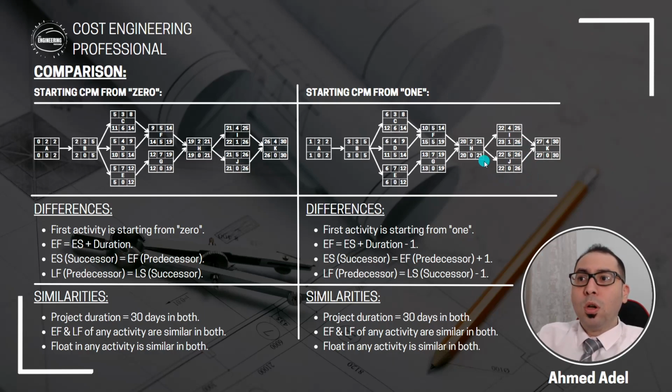If this is 22, then here I should have 21. If this is 20, then here I should have 19. But here no, 26 will come as 26, 21 will come as 21, 19 will come as 19, 12 will come as 12. So this is a difference. You have to be very careful from that. But in both cases, as we said, the duration must be similar. The finish, either early finish or late finish, must be similar in both cases. And the float and the critical path and the critical activities must be exactly same.